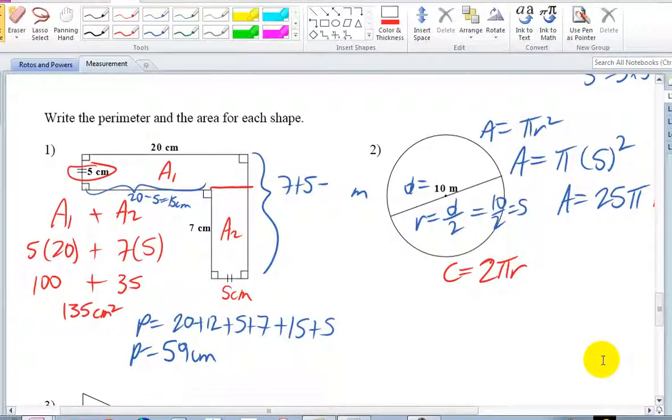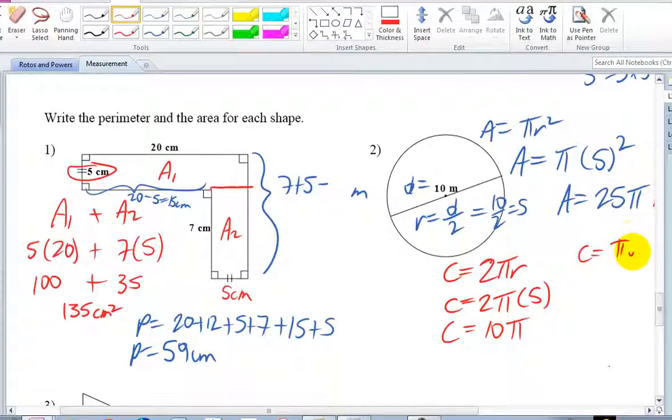So circumference equals 2 times pi times 5, which is 10 pi. And yes, you could have used pi times diameter. Okay? Yep. Right here? There we go. Perfect. Okay. Questions? I'm kind of rushing. Sorry about that.